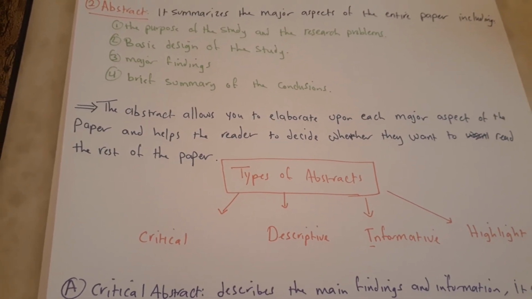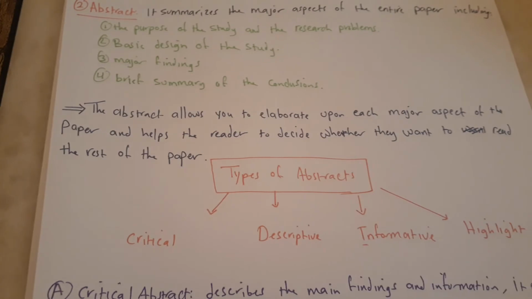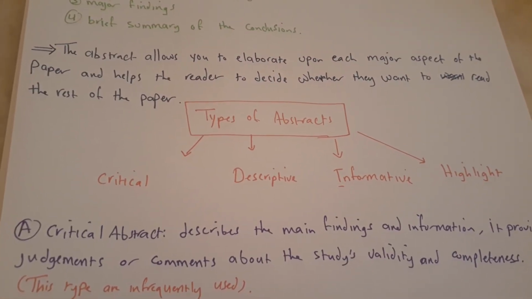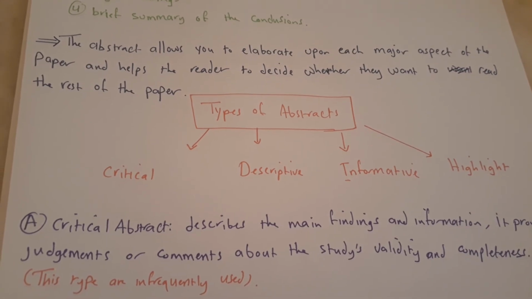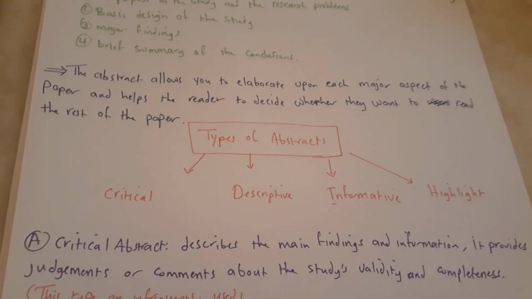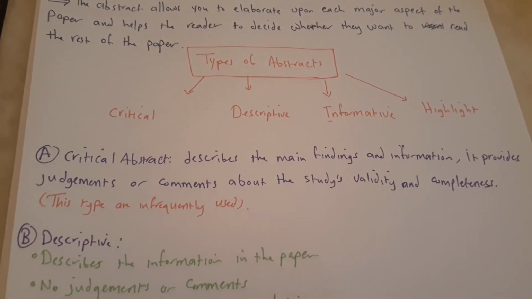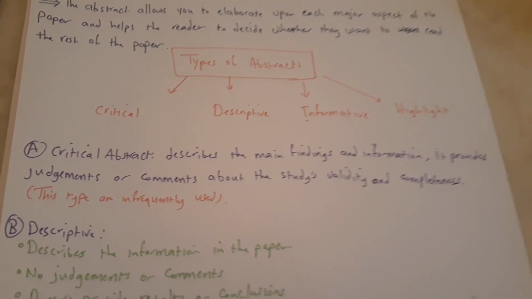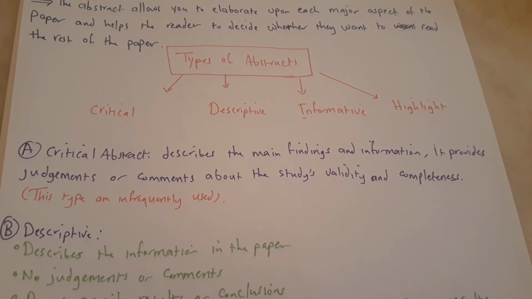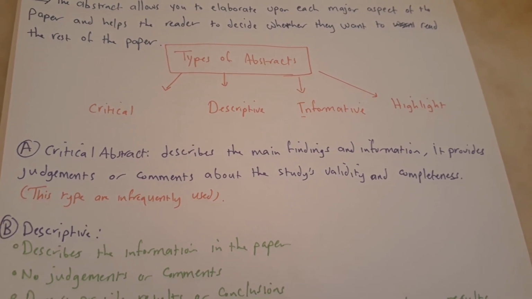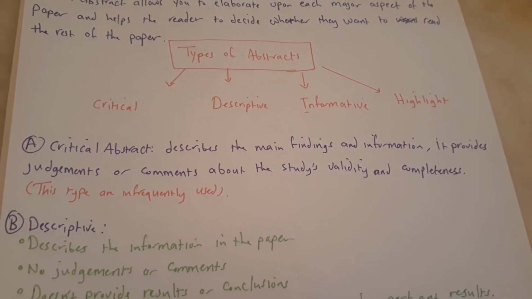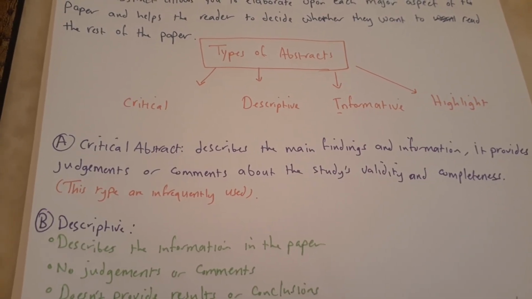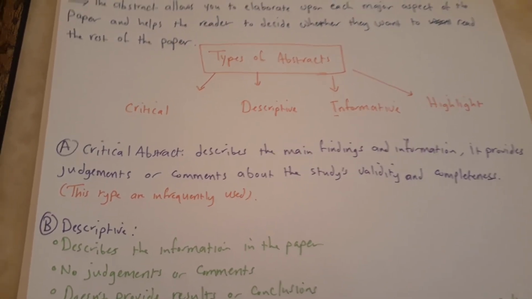طيب, now let's take a look at the types of the abstract. There are 4 main types. We have a critical abstract, descriptive, informative, and highlight. Let's talk about the first one. A critical abstract, it describes the main findings and information. It provides judgments or comments about the studies in validity and completeness. Now this type is really rare and most researchers don't use it.